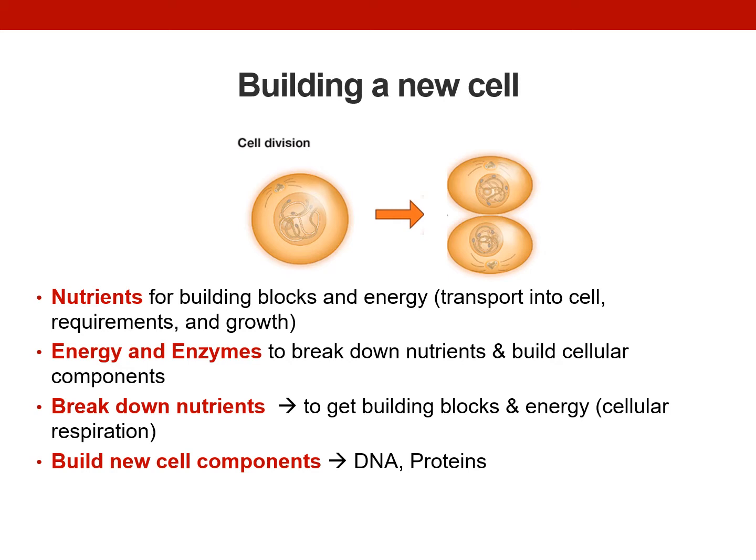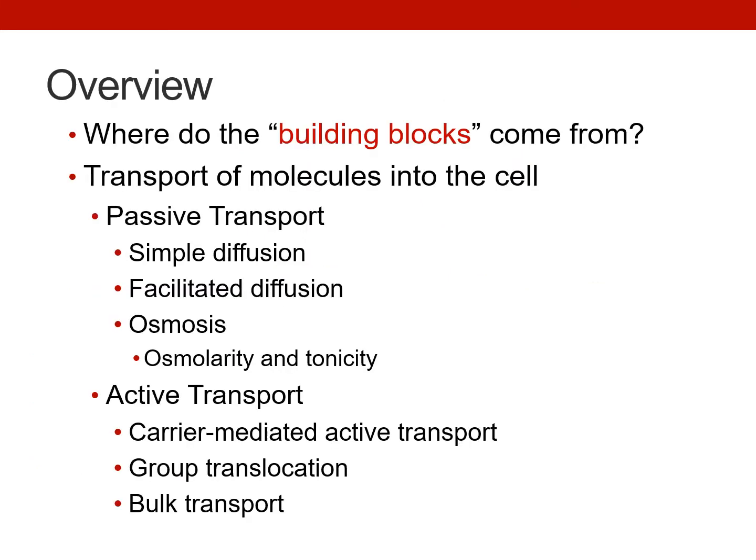Different organisms have different nutritional requirements, and they also grow and divide at different rates. You will learn how energy and enzymes play a huge role in breaking down nutrients and building cellular components. In this lecture, I will discuss where the nutrients come from and the different ways in which they get across the membrane by passive or active transport mechanisms.